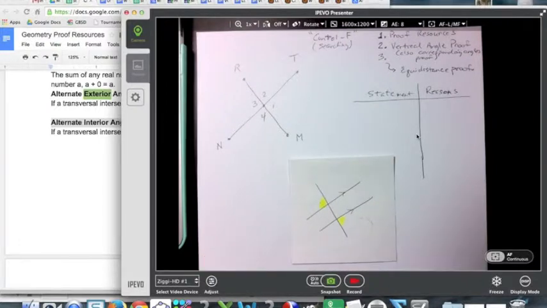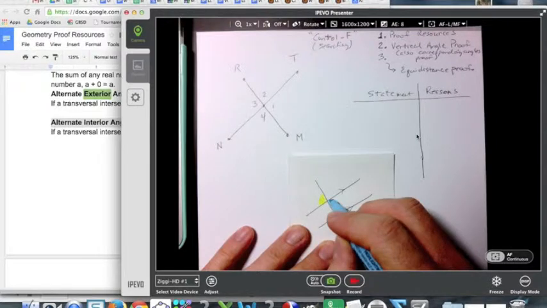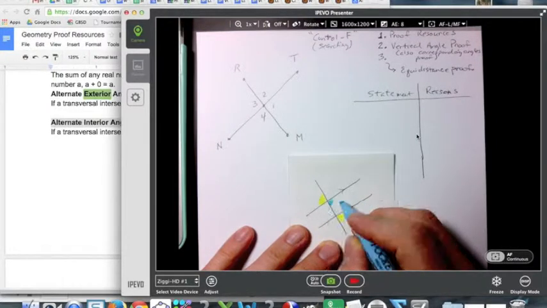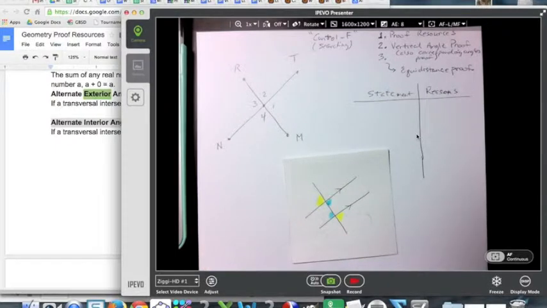Now, if I was looking at alternate interior, I might choose these two, because this is on the inside of the parallel lines, and so is this, but they're alternating. They're on opposite sides of the transversal. So those would be alternate interior angles.